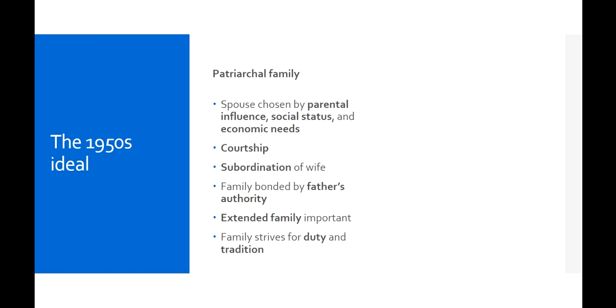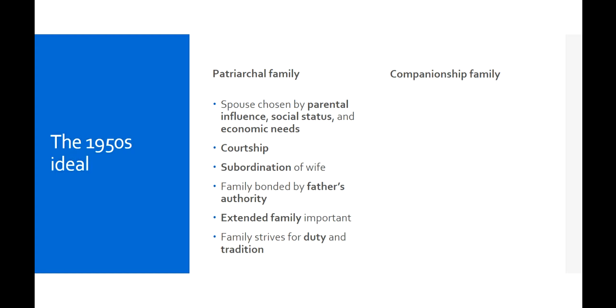So let's compare the patriarchal family as it evolved in the 1800s to the 1950s ideal family, or the companionship family, as it evolved across the early to the mid 1900s. So in this patriarchal family, we see your spouse is chosen by parental influence, social status, and economic needs. Now, I said earlier that we'd seen a shift, and we had seen a shift. The egalitarian family shifted considerably from where the patriarchal family had been in the pre-1800s. But even so, your spouse was still largely chosen by the influence of your parents, by the social status that you had, and by the economic needs that you had.